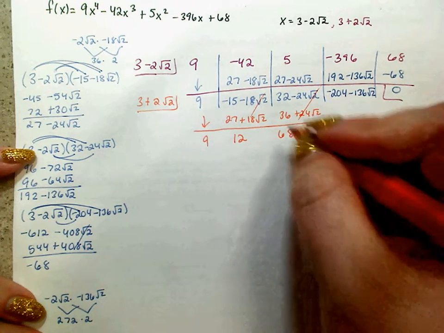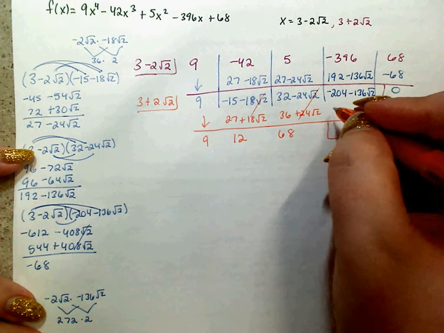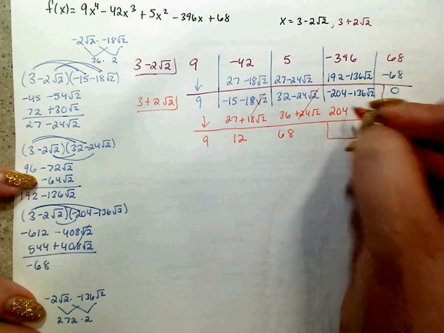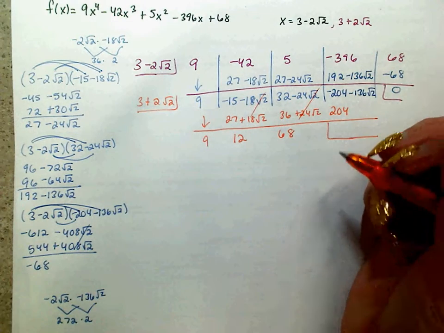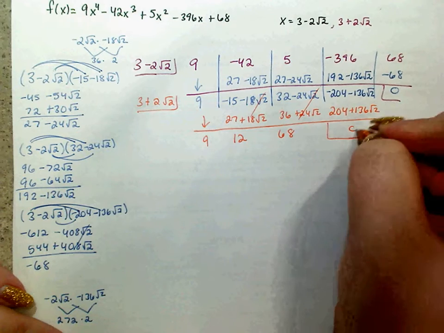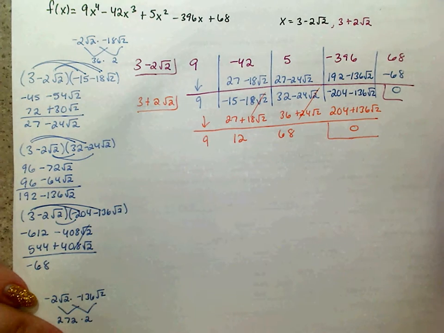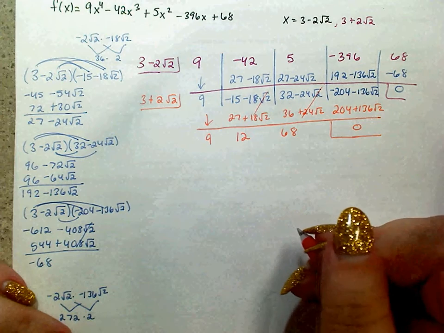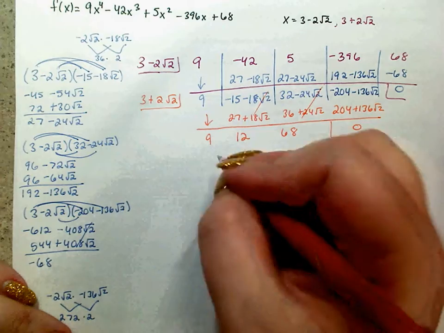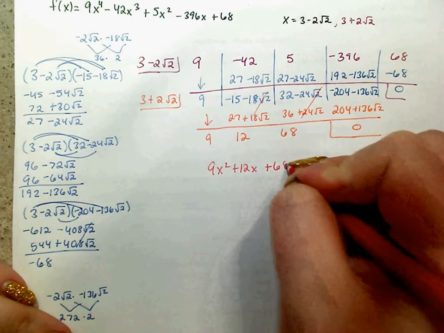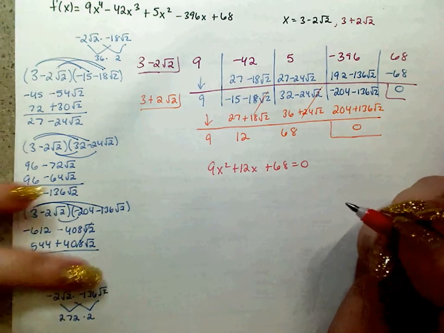68 times 3, well, that's 180 plus 24, so 204. And 68 times 2 is 136, so plus 136 square roots of 2, remainder 0. Which means that when I divide this quartic by 2 roots, I'm left with a quadratic. 9x squared plus 12x plus 68 equals 0. So we have to solve this quadratic for the remaining roots.